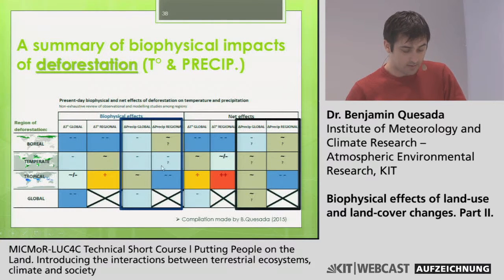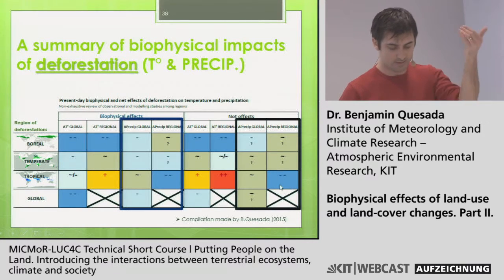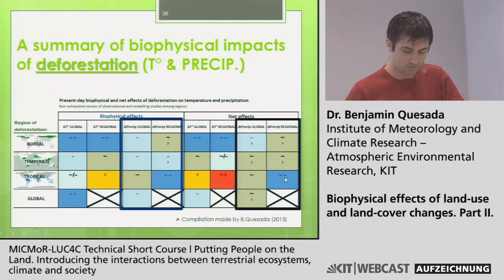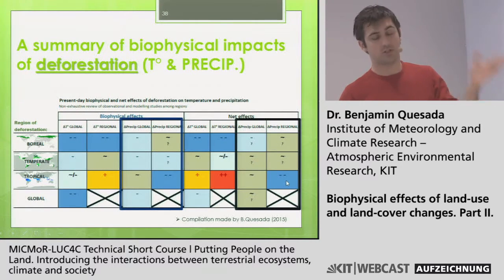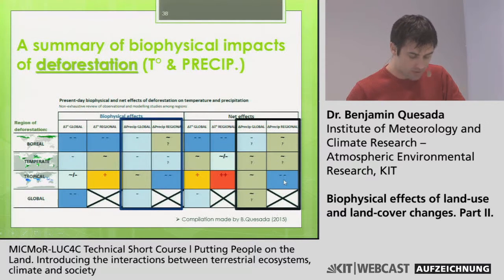When you add the small warming due to biogeochemical effect, then it's either unchanged or unknown, except for tropical regions where you have drying. It's here in blue, a reduction of precipitation regionally. So tropical deforestation leads to warmer and drier regional climates.